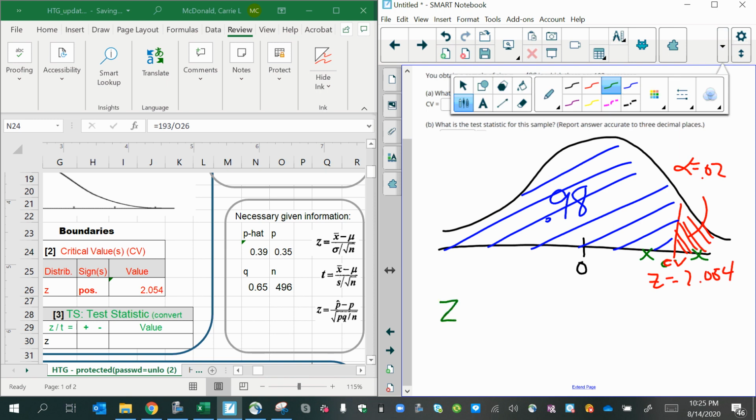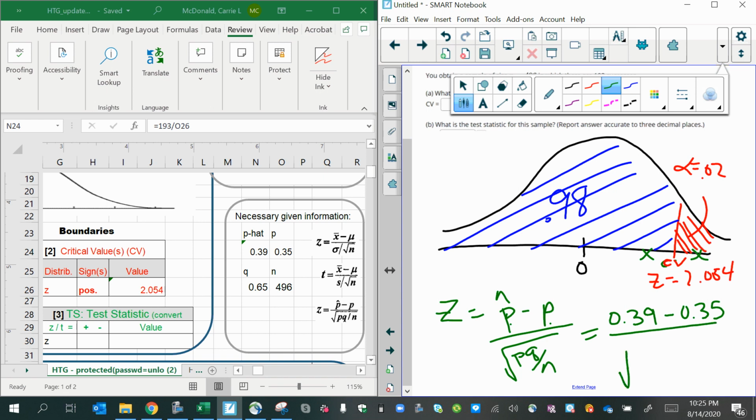So we're going to do z equals the sample proportion minus the population proportion divided by the square root of PQ over N. This is our standard error. So it's the sample proportion minus the population proportion, divided by the standard error. So we have 0.39 as our sample proportion, 0.35 as our population proportion, divided by the square root of P times Q all over N, 496.